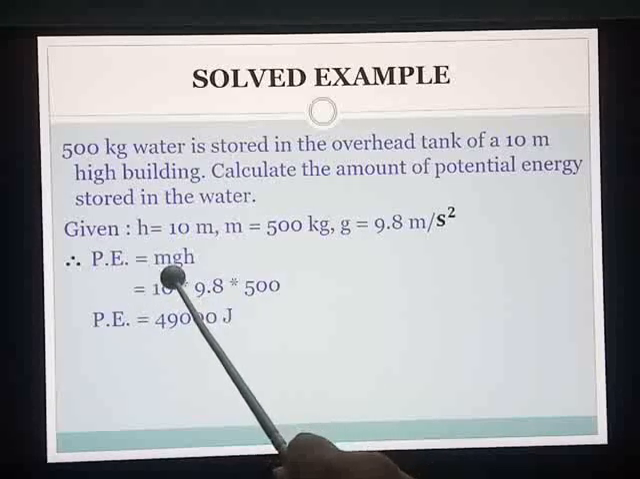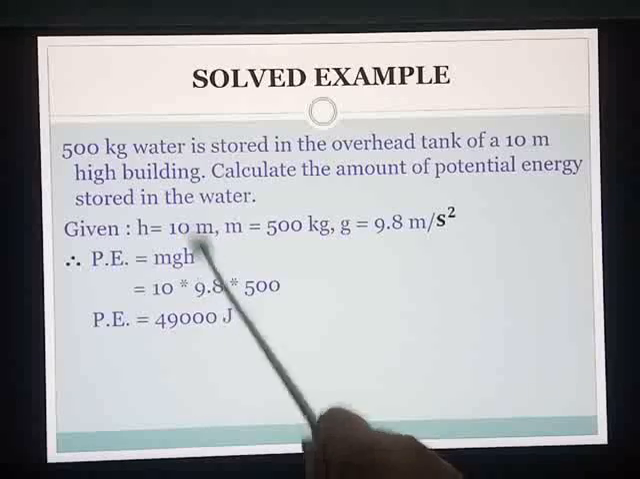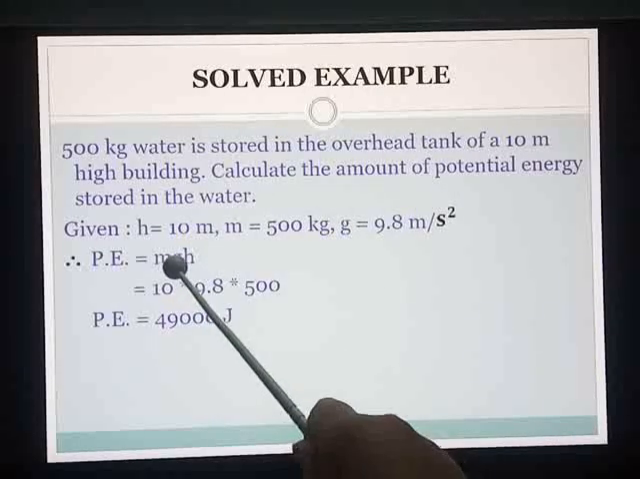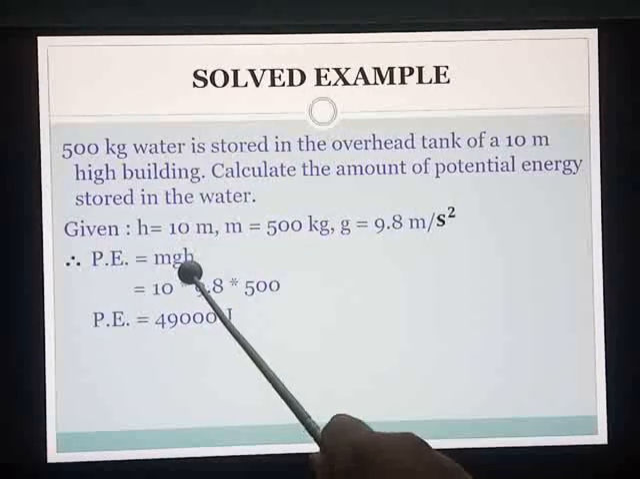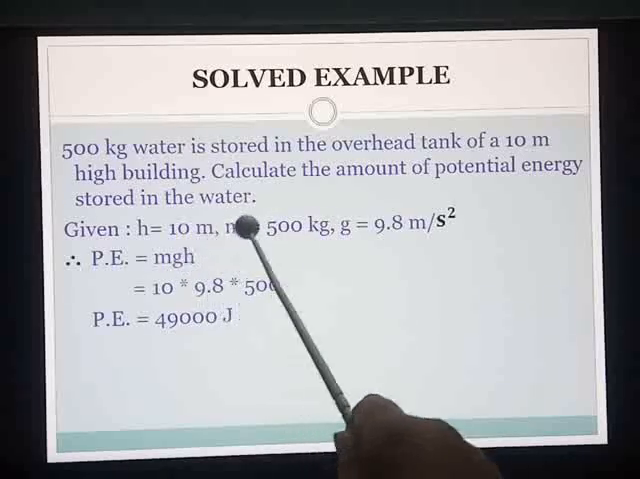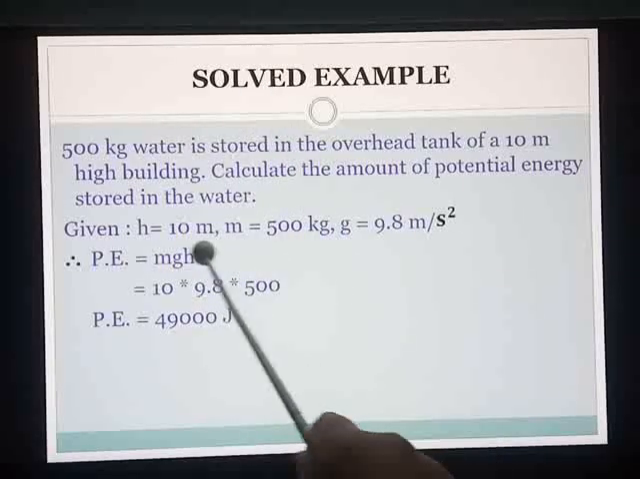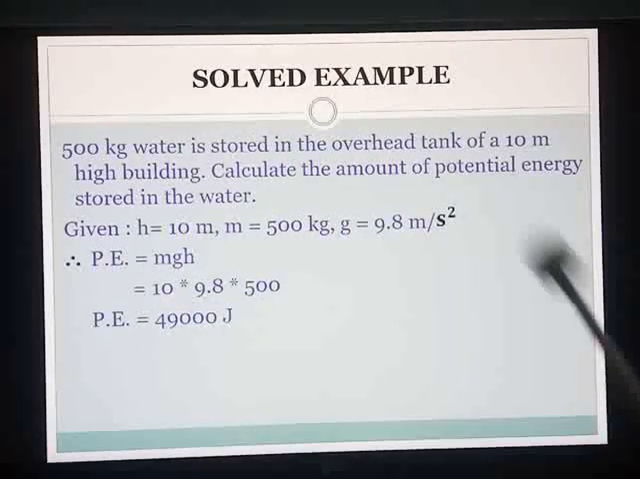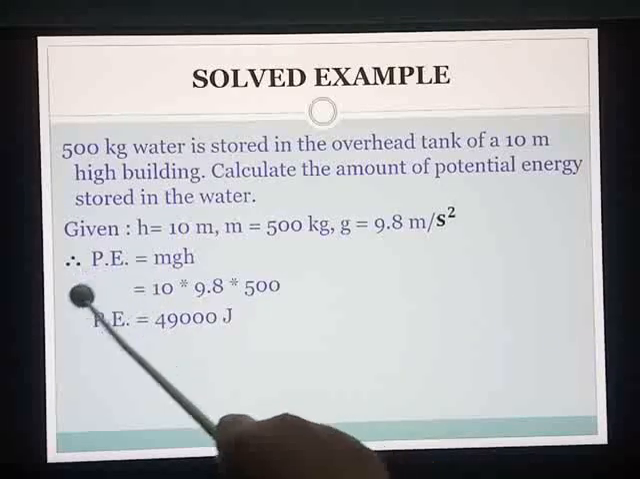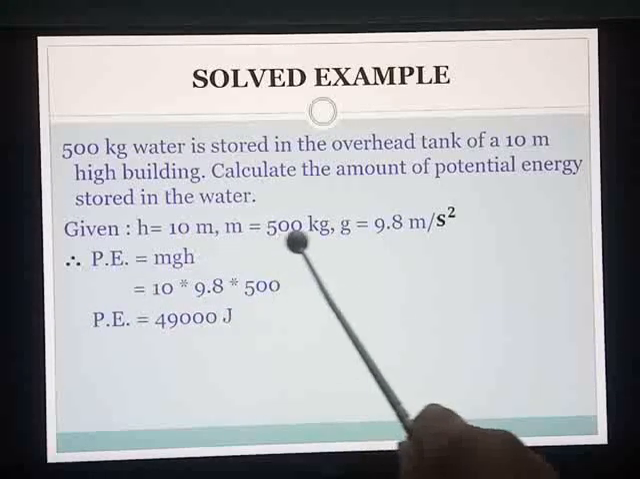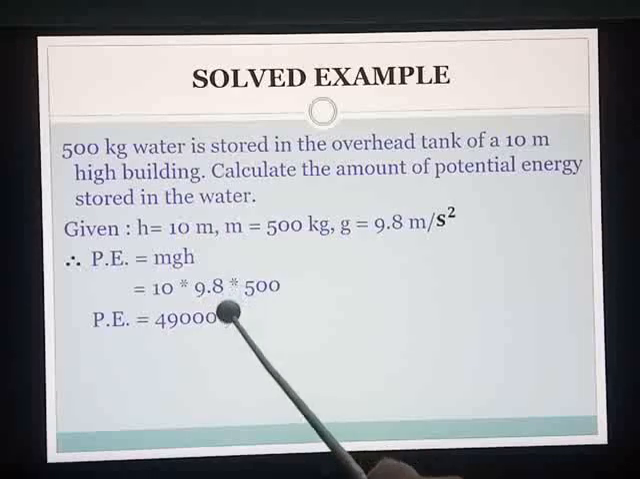Apply the formula. Potential energy is equal to m into g into h. So mass is 500, g is 9.8, multiply by h is 10. So when you multiply all this, you will get 49,000. Now again it is energy and all the units are in MK system. So your answer will be in joules.